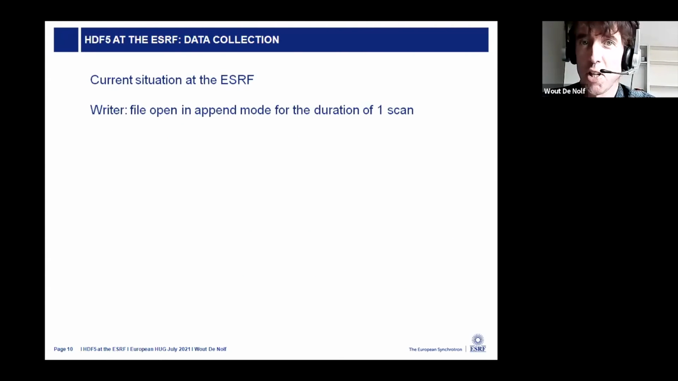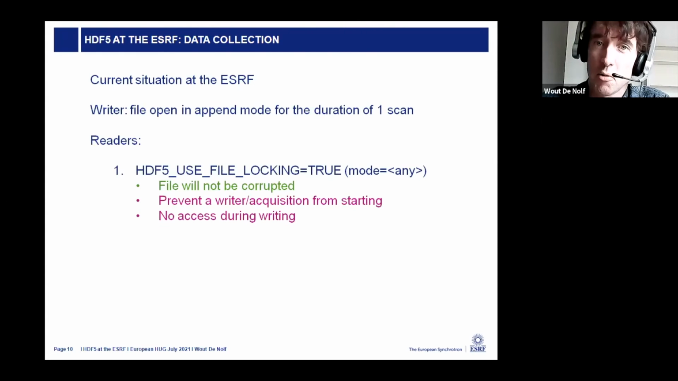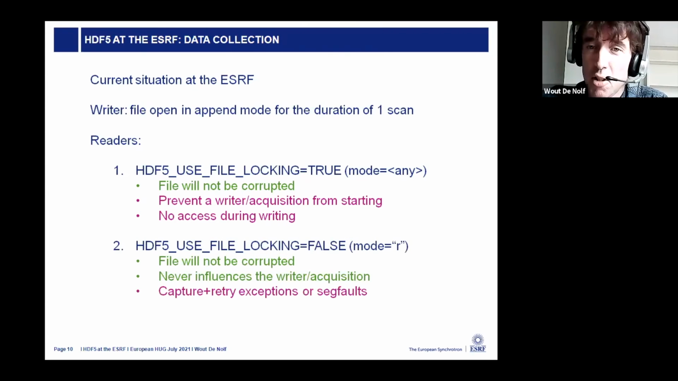So the current situation is that the file is open during the scan in append mode, and we have two types of readers. There are the standard ones which use file locking, so the file is not going to be corrupted. That's the good news because of the concurrent reading and writing. But the bad news is that either you stop the writer from opening the file, or you cannot open the file for reading. So the second mode is to open the file with locking disabled.